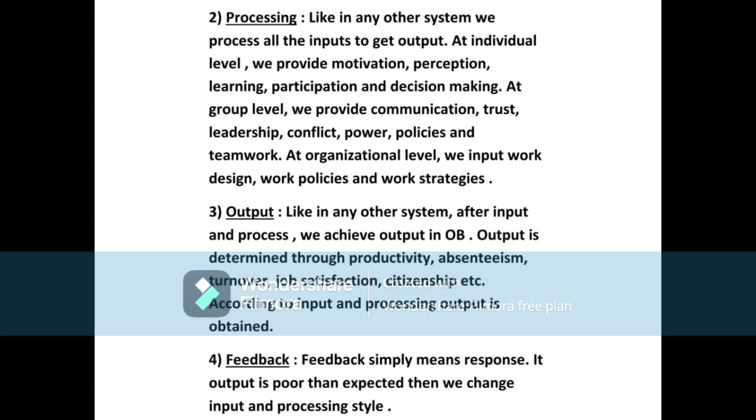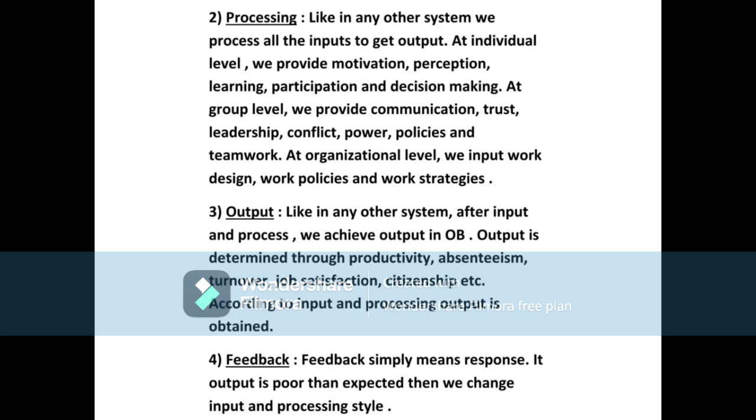Or else, if we are adopting a technology at organizational level, a proper work design should be there, work policies should be created, and work strategies should be created. All these are the processing works that should be made for the employees, individuals or groups in the organization in order to get a productive result. And coming to the next one, output, by understanding and predicting, ultimately we will get the output. So, input, processing, output, like in any other system, after input and process we achieve the output in organizational behavior.